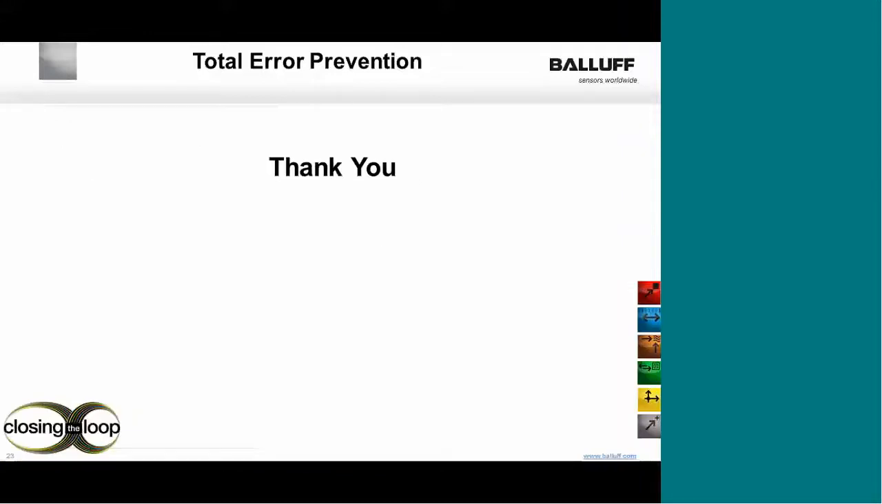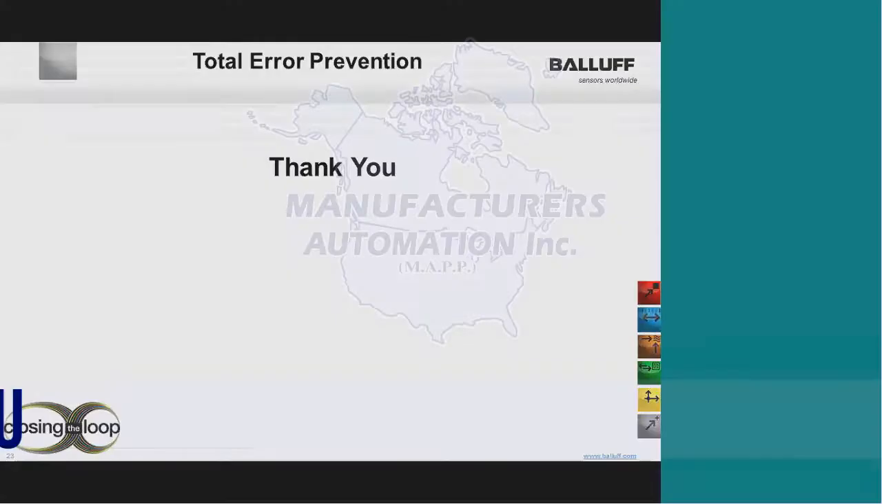So that concludes today's session on air proofing.